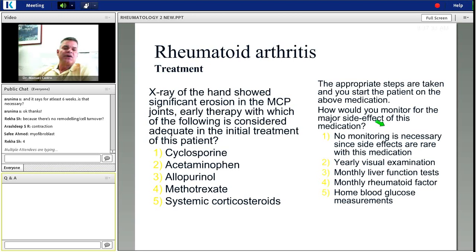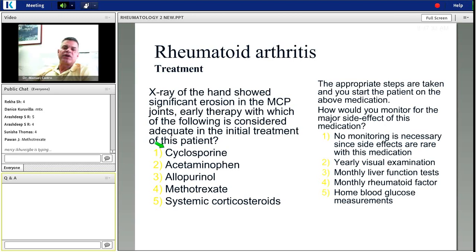Okay, let's see, cyclosporin. I don't think we're going to give them this type of drug, right? Acetaminophen doesn't really work that well in patients with rheumatoid arthritis. It's only good for the pain, right? Allopurinol, great for... what condition is allopurinol great for? Gout, right? Absolutely. Methotrexate. Yeah, methotrexate. Many of you actually said methotrexate, and I saw that.